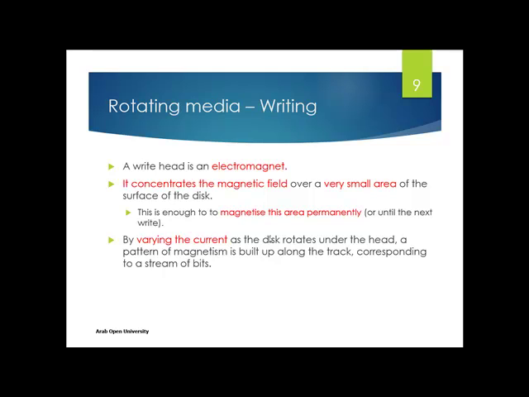In order to write the magnetism pattern on these small areas on the disk, the magnetic field should be concentrated enough to magnetize the specific area permanently or until the next write. The disk is rotating under the head and the head is moving, so we should vary the current in order to write the appropriate pattern of magnetism in the appropriate area. This corresponds to a stream of bits to be written on the disk.